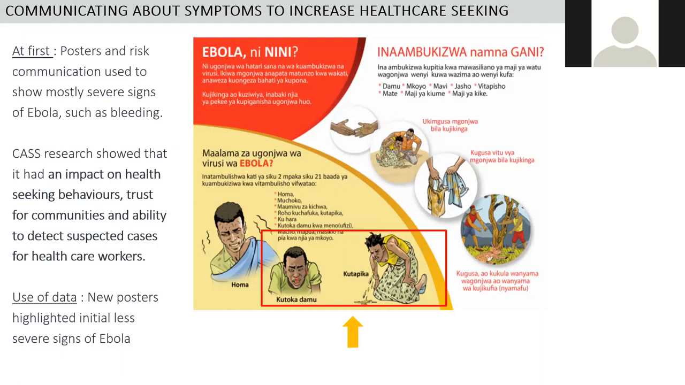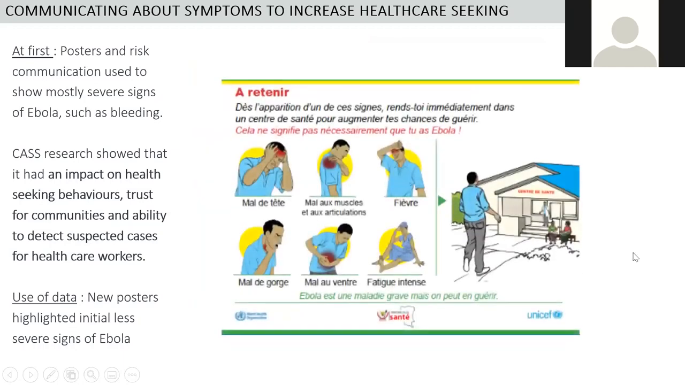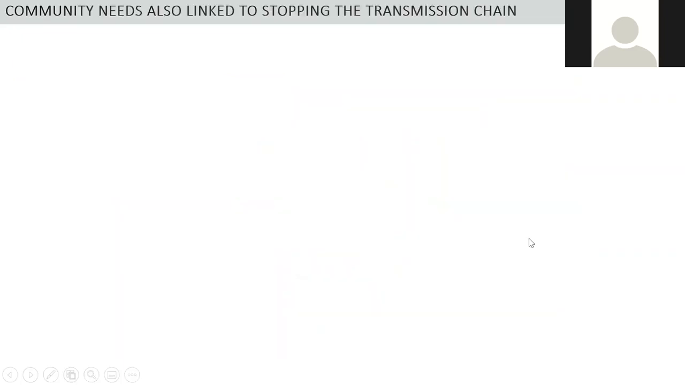Because if you're looking for someone bleeding from their eyes and their nose, you're not going to think about fever and muscle pain, joint pain, which are actually the initial, very common signs of Ebola. So based on this data, communication teams were able to change their posters and messaging and actually talk about the initial, less severe signs of Ebola, which you can see here: headaches, fever, joint pains, muscle pains.